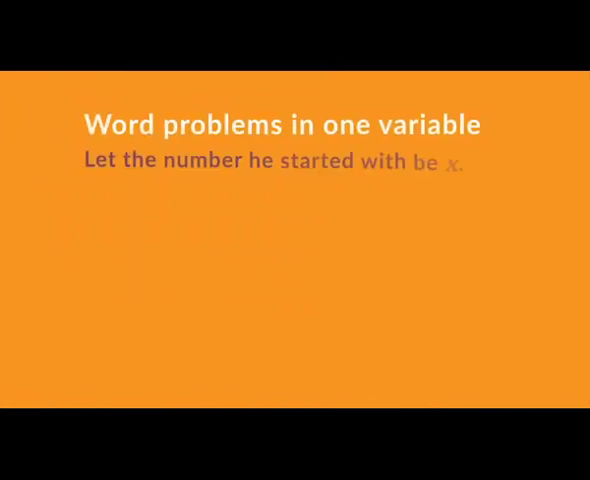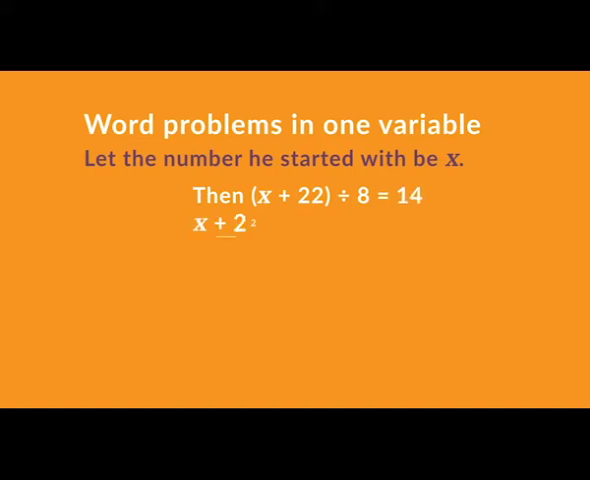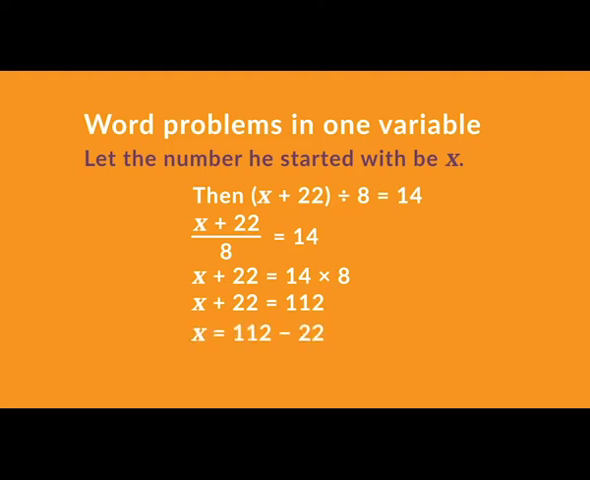Let's call the number of apples he started with x. Then x and 22 added together and then divided by 8 is equal to 14. This can be written in fraction form. Then we multiply both sides by 8 to get x plus 22 equals 14 times 8. So x plus 22 is equal to 112. Subtract 22 from both sides to get x equals 112 minus 22. The answer is x is equal to 90 apples.